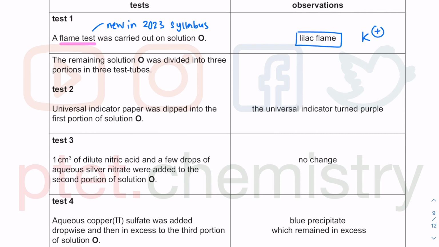Now we use universal indicator. This is from the acids, bases, and salts topic of the syllabus, where you're supposed to know the changes in the color of the universal indicator. This turned purple. Purple is a much darker shade of blue. So blue on the universal indicator is around pH 9. That's for a weak base. Whereas purple is around pH 13, pH 14. We are looking at a strong base.